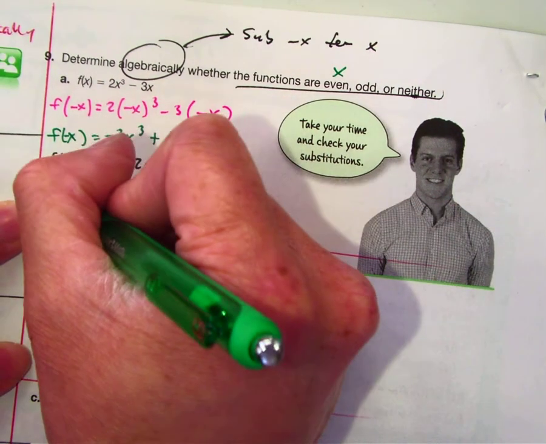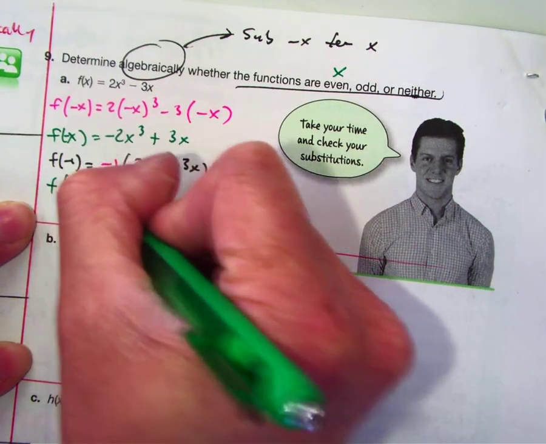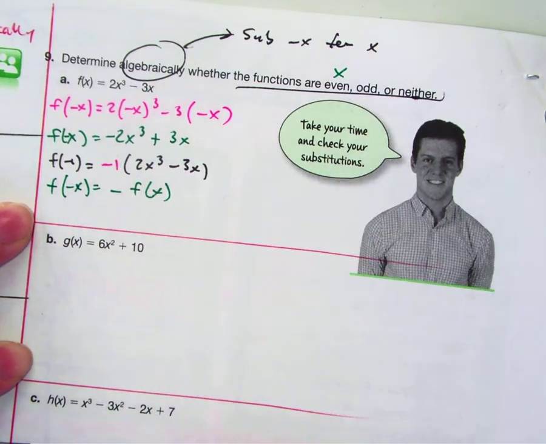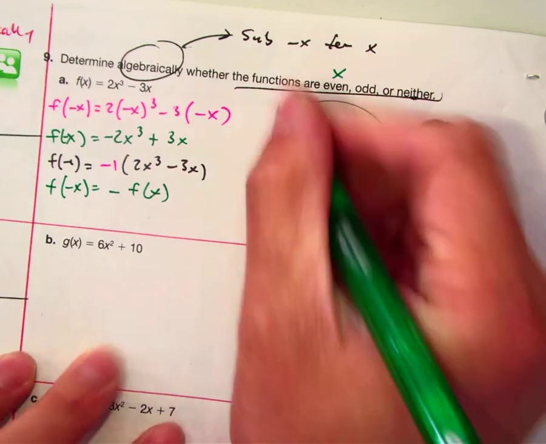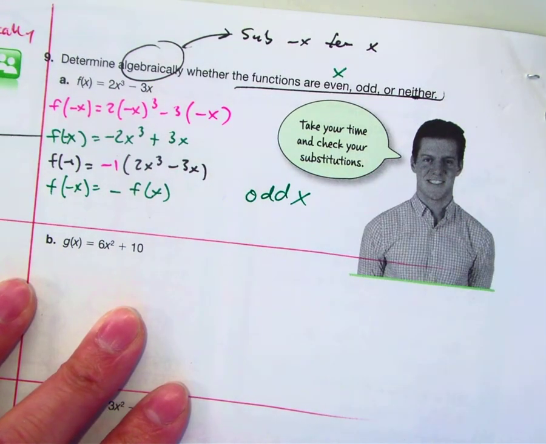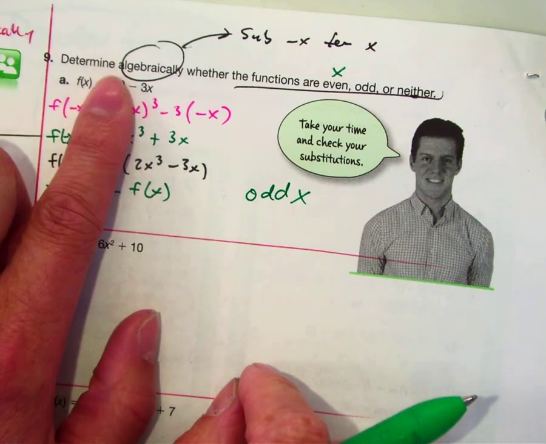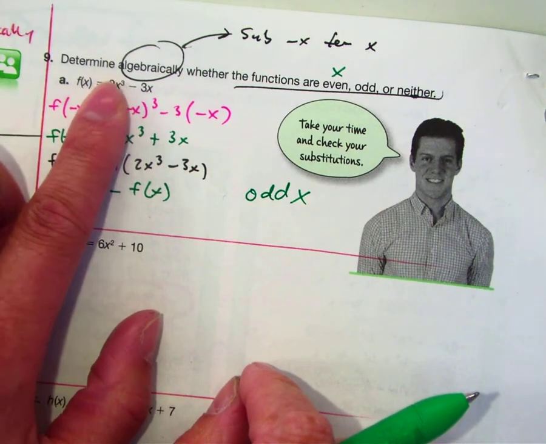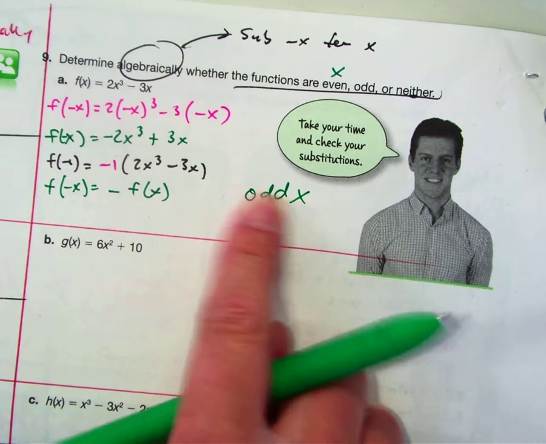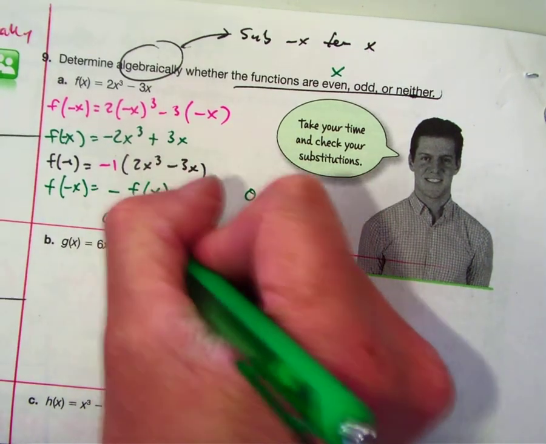So I have f of negative x equals negative f of x. And that's why I have this phrase called odd x. You substituted negative x, and I say odd x, you get the original problem, it's going to be an odd function.